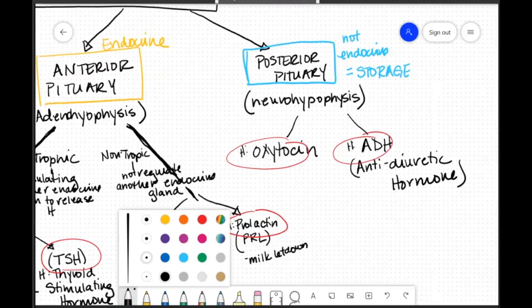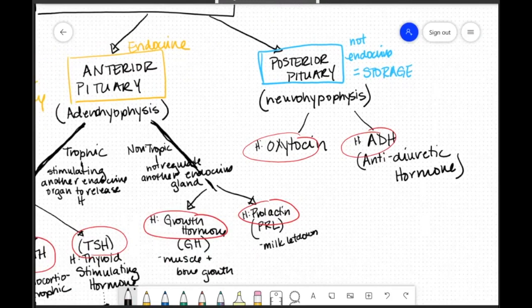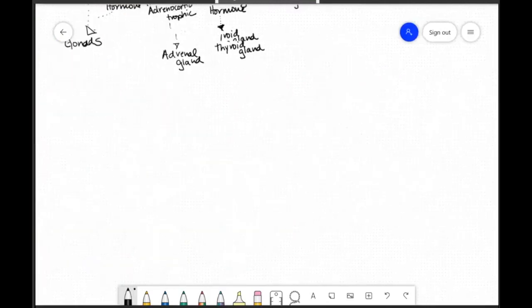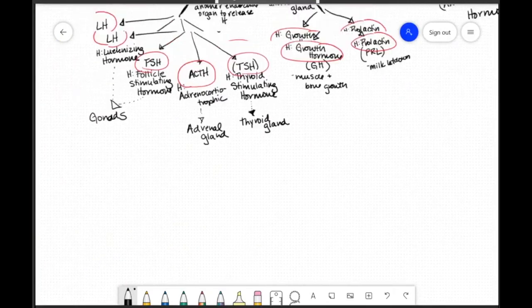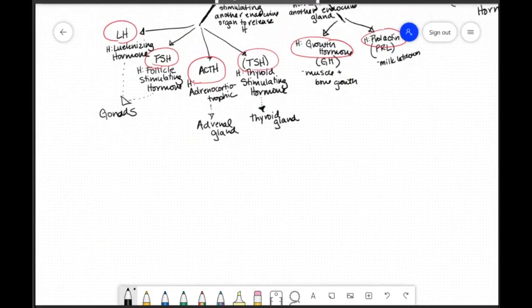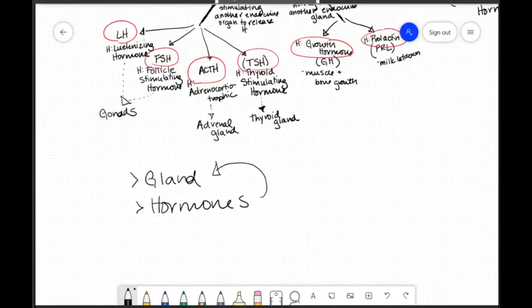So the goal of this section is to not only be able to identify the gland, but you also need to be able to identify the hormones. And then you also need to be able to identify which hormone came from which gland.